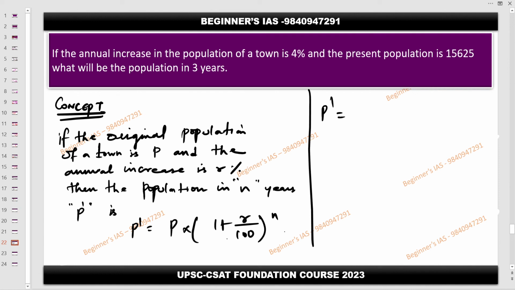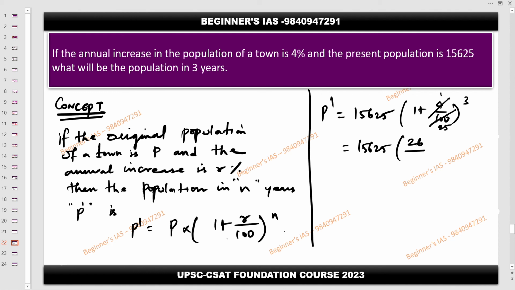Since you need to calculate the P dash, P is nothing but 15625. You can use the PCG method also, but it is not required. So 15625 into (1 plus 4 by 100) the whole power 3, which is equal to, here 25, yes. 1 by 25.